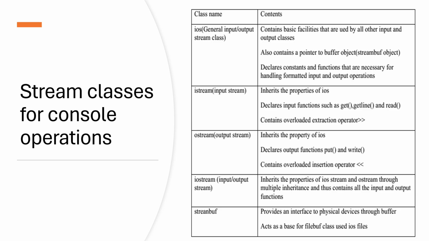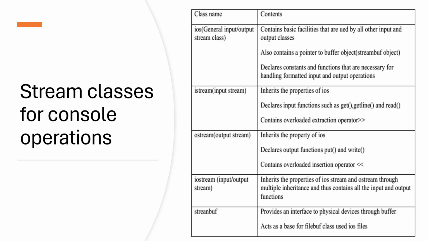Then it declares the input functions. What are the functions in the input stream? We have the get function, getline, and the read function. Then we have an overloaded extraction operator. Using this extraction operator, we are going to give input to the program. For every language, input will be different. In C language, we use printf and scanf for input and output. Here we use cin and cout with the extraction operator. In stream, we are using the input functions get, getline, and read.